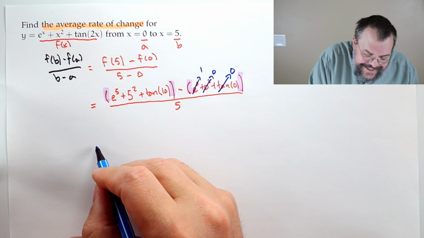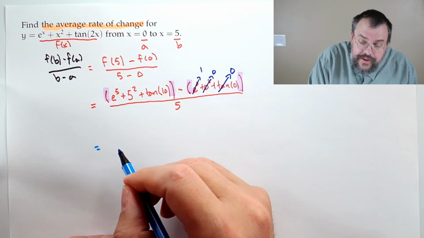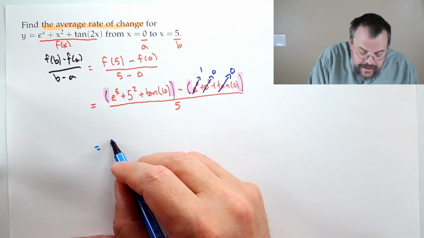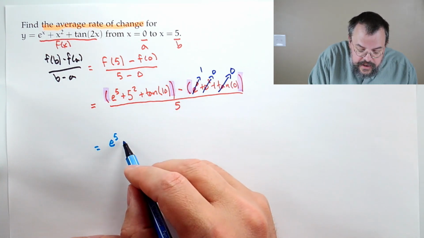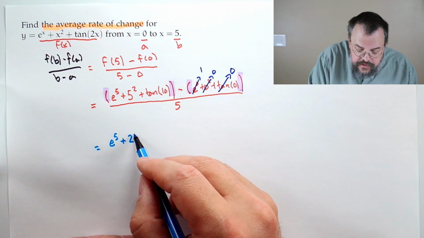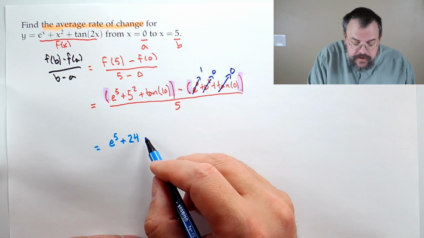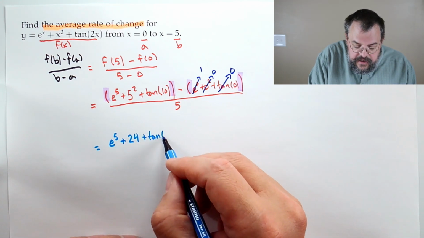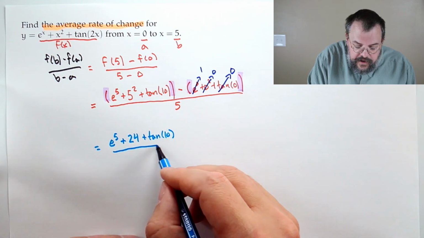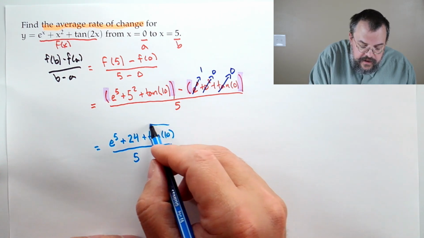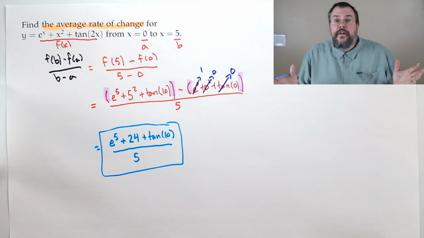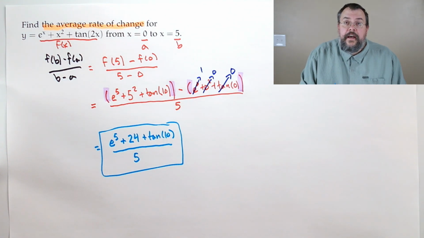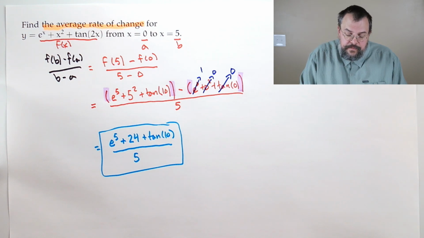Come on. Okay, so let's clean this up. E to the 5th? E to the 5th, yeah. 5 squared is 25, but there's also a minus 1. We'll put those together, get 24. Tangent of 10 is tangent of 10. And don't forget to divide by 5. Good. And that's our answer. Done. See, these are very simple. There's no surprises here.